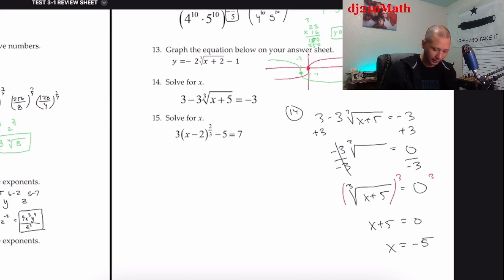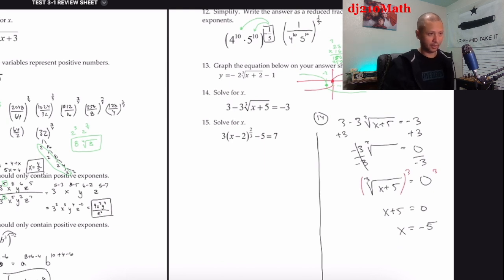We check our answer. Negative 5 will definitely work because x plus 5 is 0. Cubed root of 0 is 0, times negative 3. Let's see, I feel like it's not going to work. I feel like there's no solution, because negative 5 plus 5 is 0, cubed root of 0 is 0, times negative 3 is 0. So on the left-hand side we have 3, and on the right-hand side we have negative 3. So I feel like this would be no solution, only because when we check our answer, it doesn't work out.